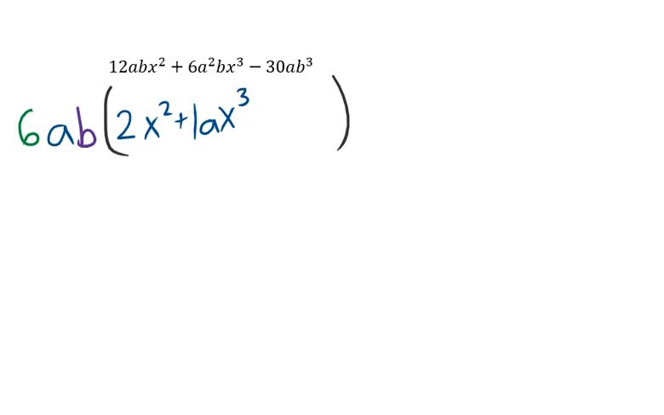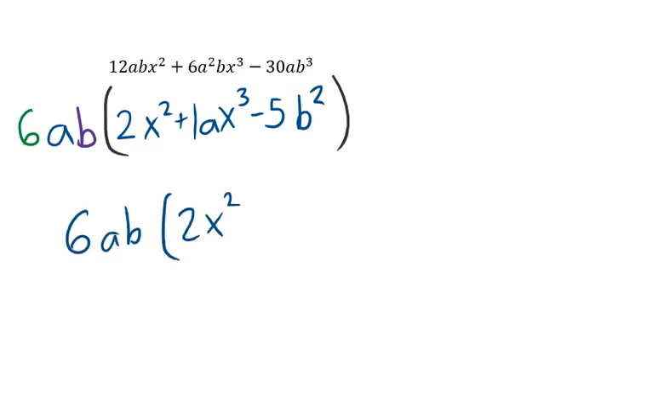Minus 30 divided by 6 is minus 5. A got factored out. B cubed, I factored out b to the 1. I'm left with b to the 2. So my answer is 6ab, 2x squared, plus ax cubed minus 5b squared.